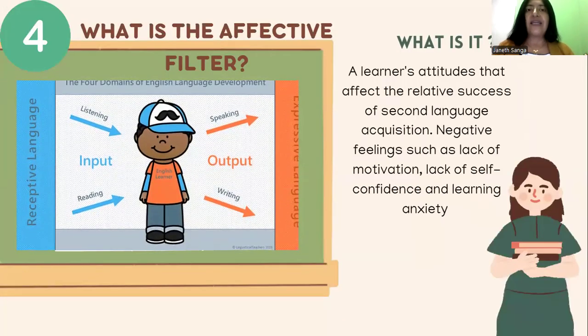So number 4 is the affective filter. The affective filter is how the learner's attitudes affect acquiring a second language. It can be negative feelings such as lack of motivation, lack of self-confidence, and learning anxiety. Okay, so it is really important to motivate our students to learn a new language. In some cases, our students say, oh no, English is boring. I don't like English. I can't do it.